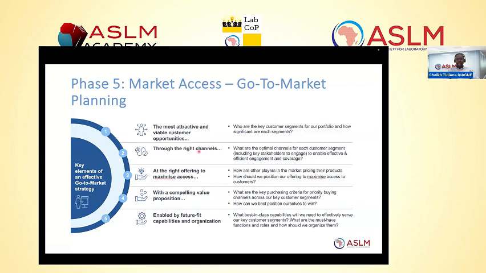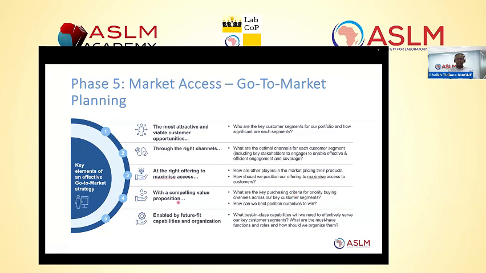And once you identify that, you need to define the right channels for distribution. You need to understand what are the optimal channels for each customer segment, including key stakeholders to engage to enable effective and efficient engagement and coverage. The third one is the right offering to maximize access. The question here that the manufacturer asks itself is how are the players in the market pricing their products, and how should it position its offering to maximize access to customers?